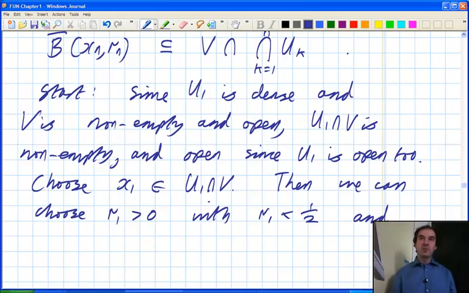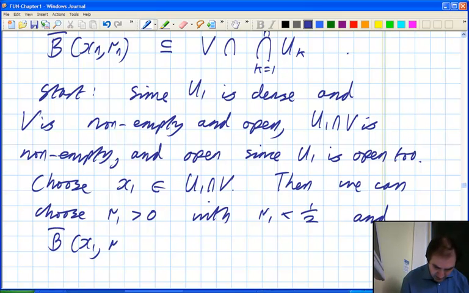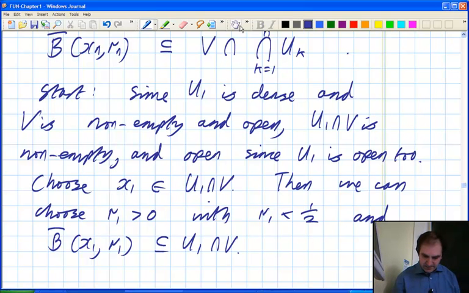And I'll make sure the closed ball is contained in there, which again you can do. If you get the open ball contained there, then you can go to a slightly smaller one to make sure that the closed ball is contained in there, with R1 smaller than half, and the closed ball centred on x1, radius R1, should be contained in U1 intersection V. So let's have a diagram of that.